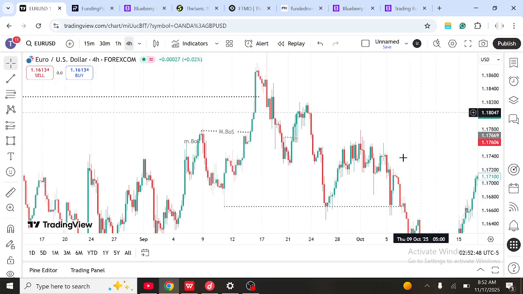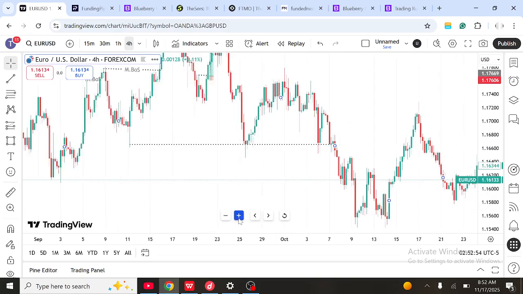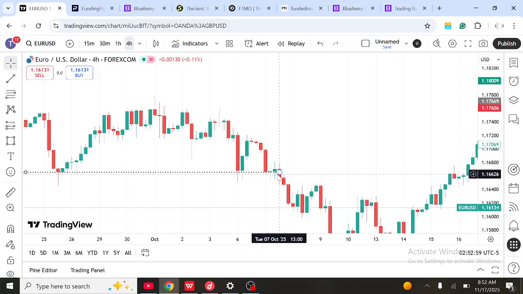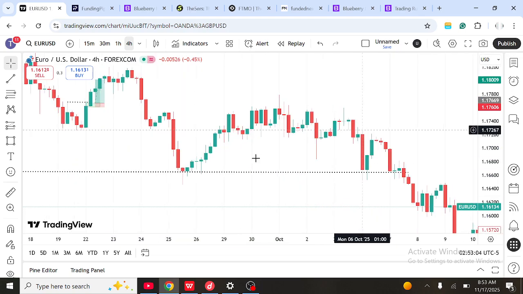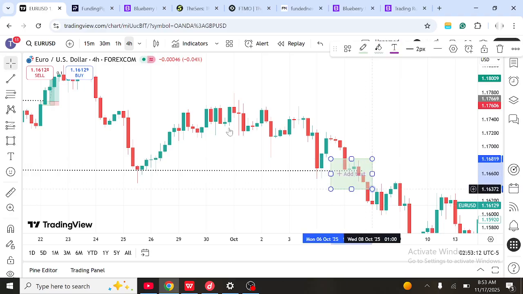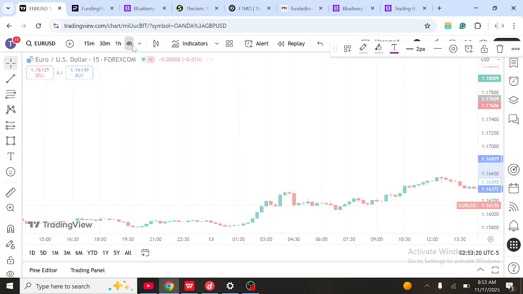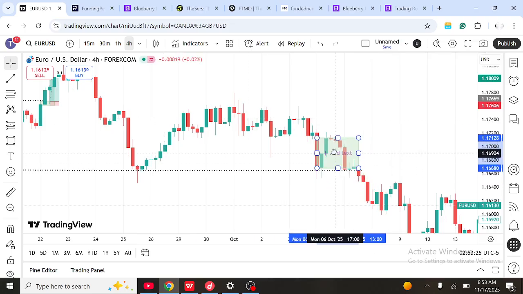Okay, so let's see where the change of character occurs. Is it here or here? So let's zoom in and check where that happens. So it is here. This is where we have the change of character, right? So now that I know that, I'll just simply put this here so that I'll be able to identify it on 15-minute time frame. Oh sorry, that's not what I'm supposed to do. I'm supposed to mark the order flow. Yes, this is the order flow here. This is the order flow.